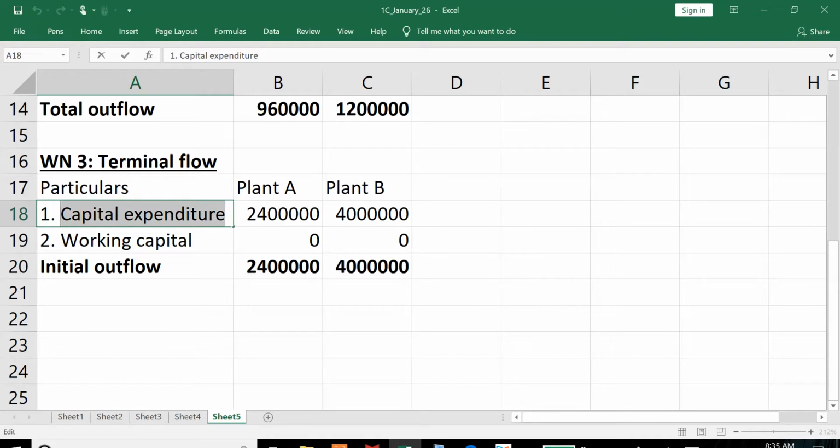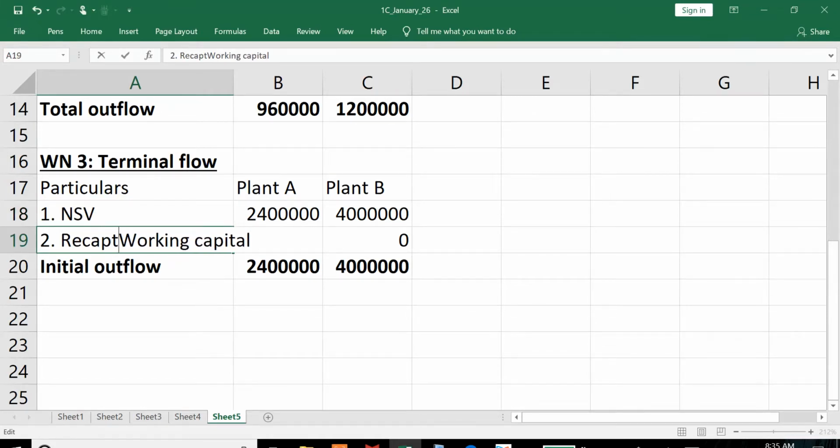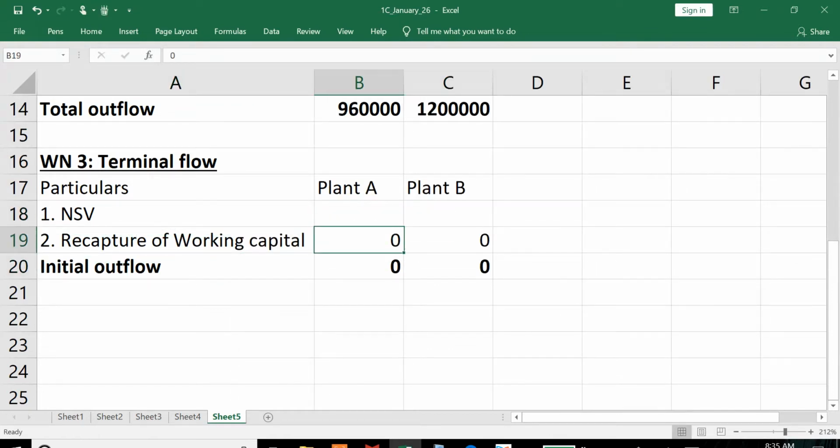For capital expenditure, we get NSV, and this is recapture of working capital. Particulars plan A, plan B, NSV and recapture of working capital.